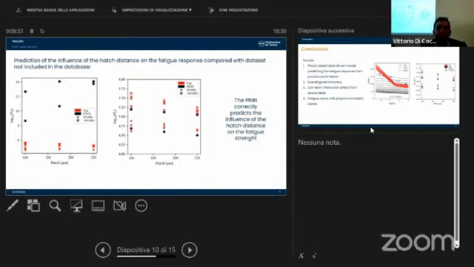So this means that even if we don't have a well-designed experiment properly thought out to explore the effect of this parameter on the fatigue response, by learning from a big dataset with sparse data, the machine learning approach is able to approximate and predict the interaction of different parameters anyway.